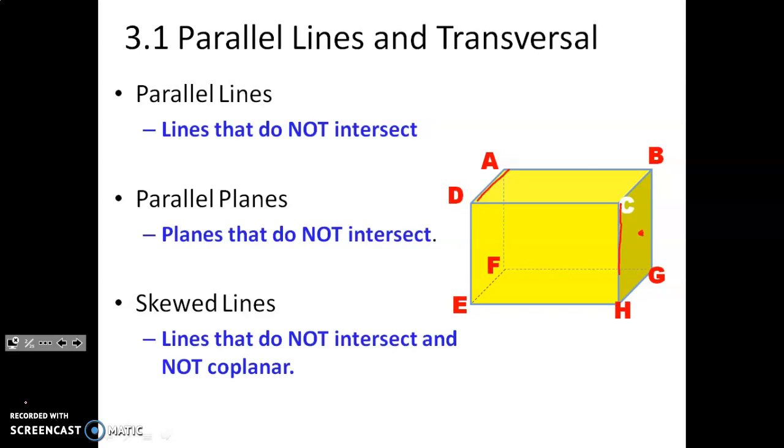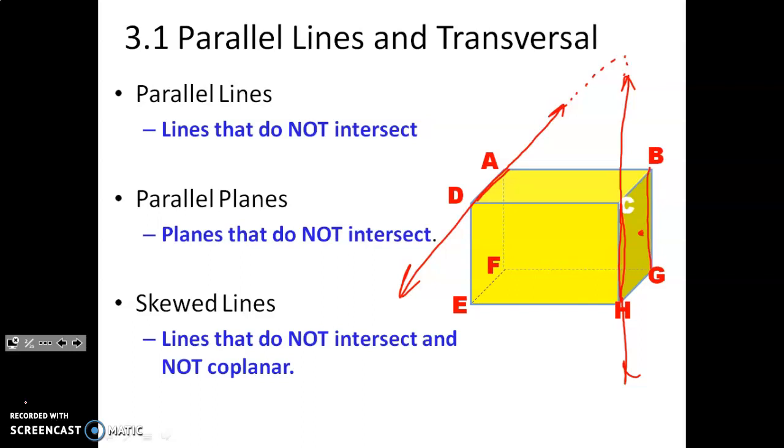But if we look at CH, and CH goes on forever and ever this way, and it goes on forever that way, and AD does that too. They go in a different direction. It looks like they might hit each other here, but they won't, because CH is in a different plane than AD, so they'll never hit each other, but they're not necessarily parallel to each other either. So that's what we're going to call skewed.